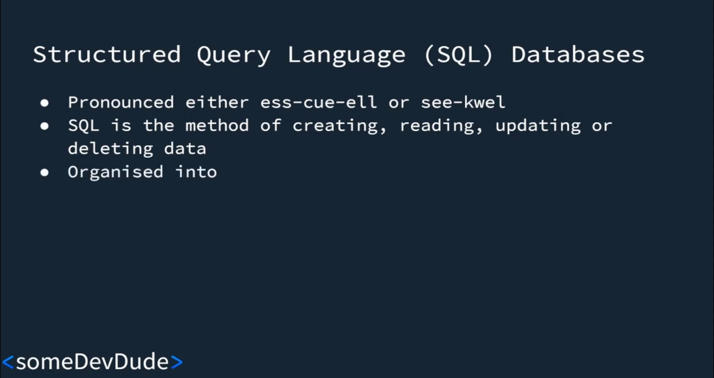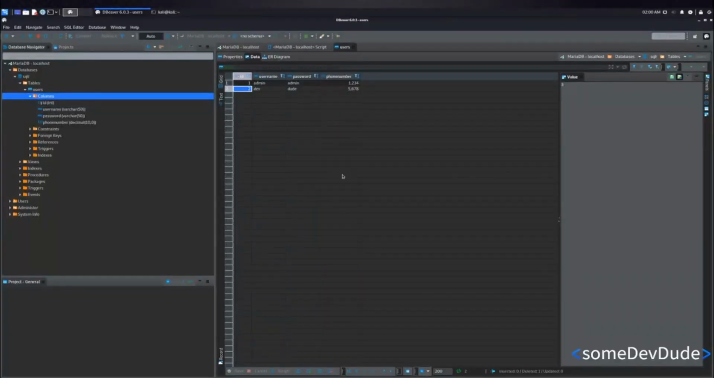A SQL database is organized into tables, and each table has a definition of a certain number of columns, and then each table has a collection of rows, which can be no rows or an unlimited amount depending on the performance of the database. So here we have a database.